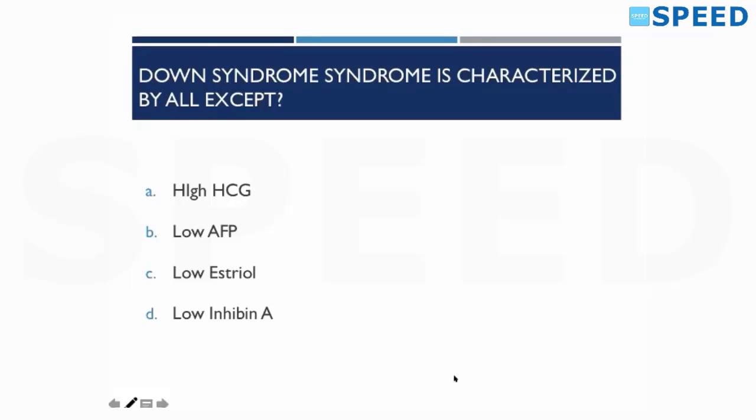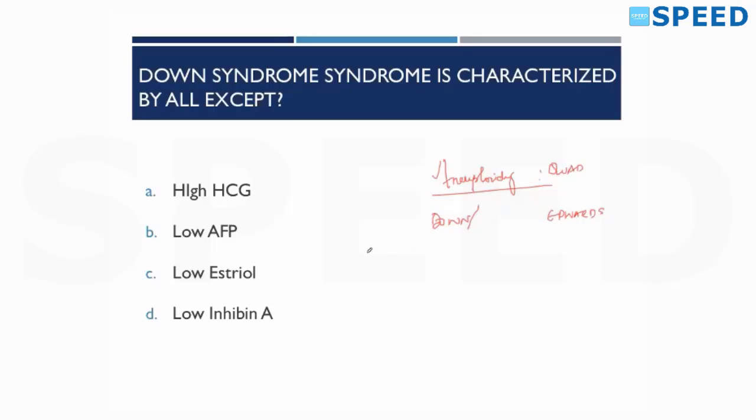The next question is regarding Down syndrome is characterized by all except. Is it high human chorionic gonadotropin, low alpha fetoprotein, low estriol, and low inhibin? So what do you think is a problem with Down syndrome except? Now, whenever you are performing prenatal screening, the most common aneuploidy which you are going to detect on this quadruple screening is nothing but Down syndrome. So Down syndrome and Edwards syndrome are the two common aneuploidies which you are going to find on prenatal screening, especially quad test.